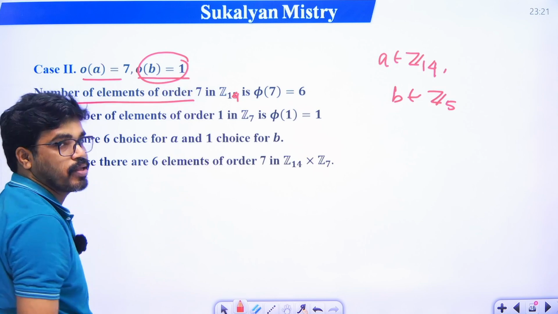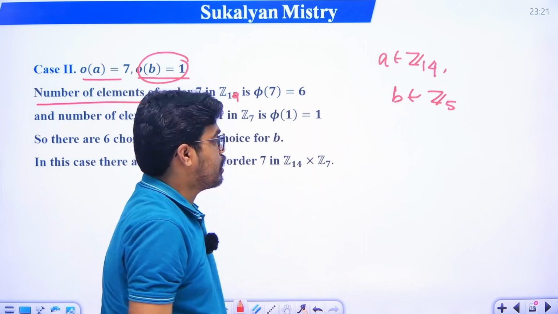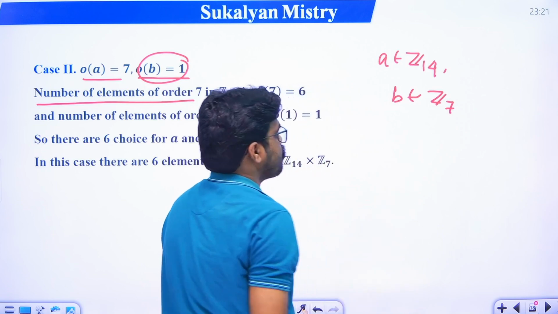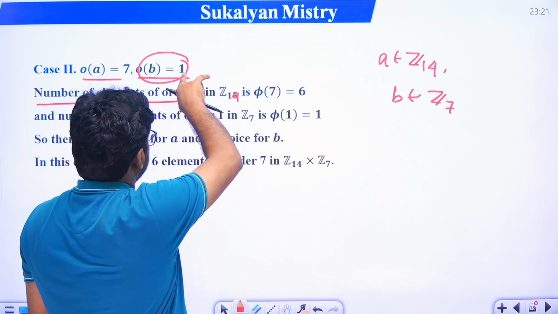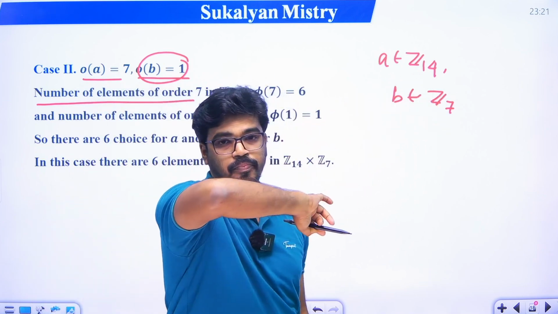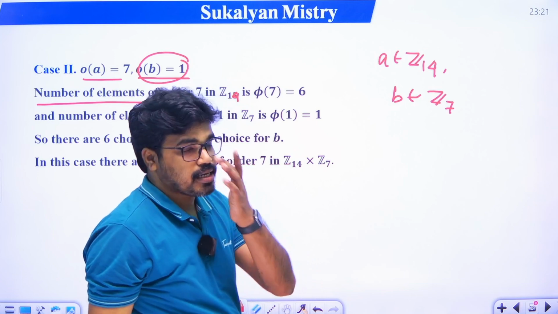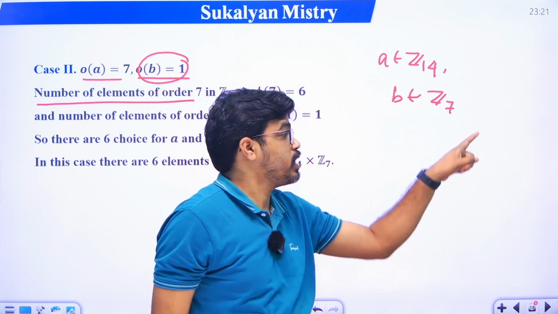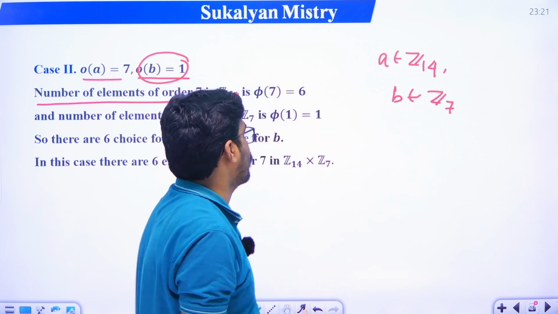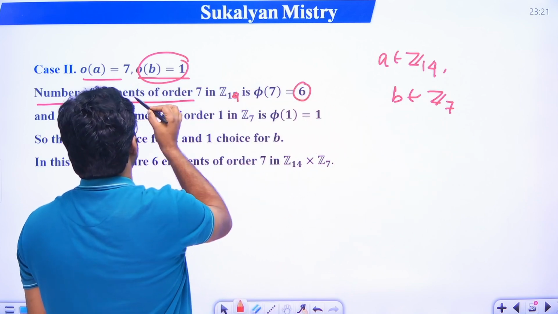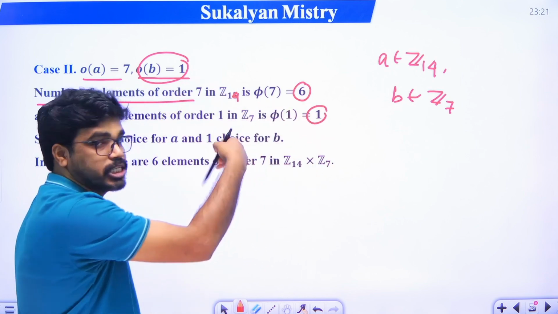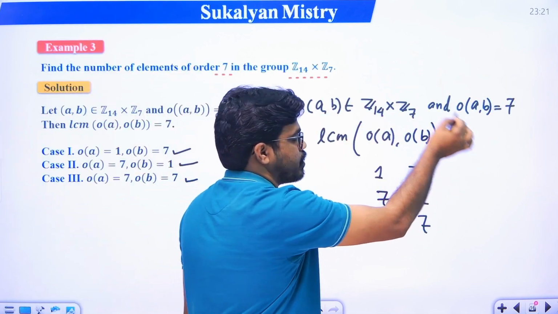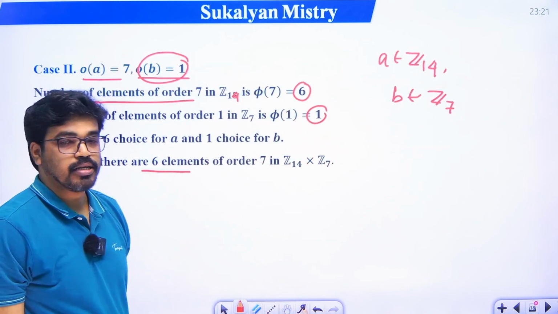Order of B is 1. How many elements of order 1 will there be in Z7? Sorry, B is an element of Z7, not Z5. So 1 divides the order of Z7, that is 7. So 1 divides 7, and the number of elements of order 1 in Z7 is phi 1. Phi 1 is 1. So there are 6 choices for A and 1 choice for B. That is 6 into 1, 6. So there are 6 elements of order 7 in Z14 cross Z7.